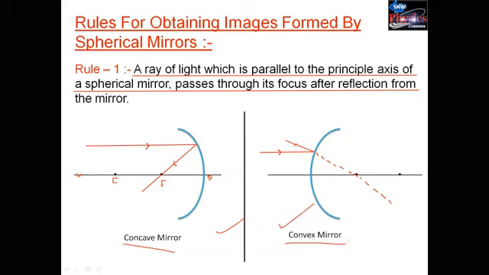In the case of concave also we saw that the ray of light parallel to the principal axis passes through the focus after reflection. The ray of light which comes parallel to the principal axis, after reflection it passes through the focus. Here also it is the same condition. It passes through the focus after reflection.